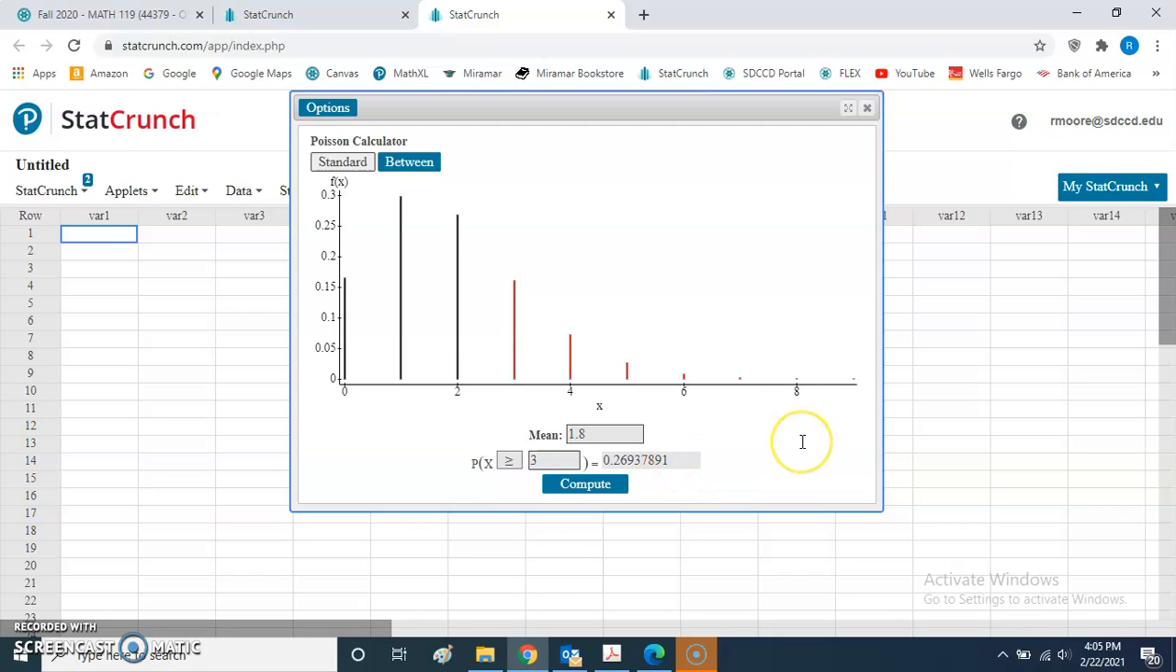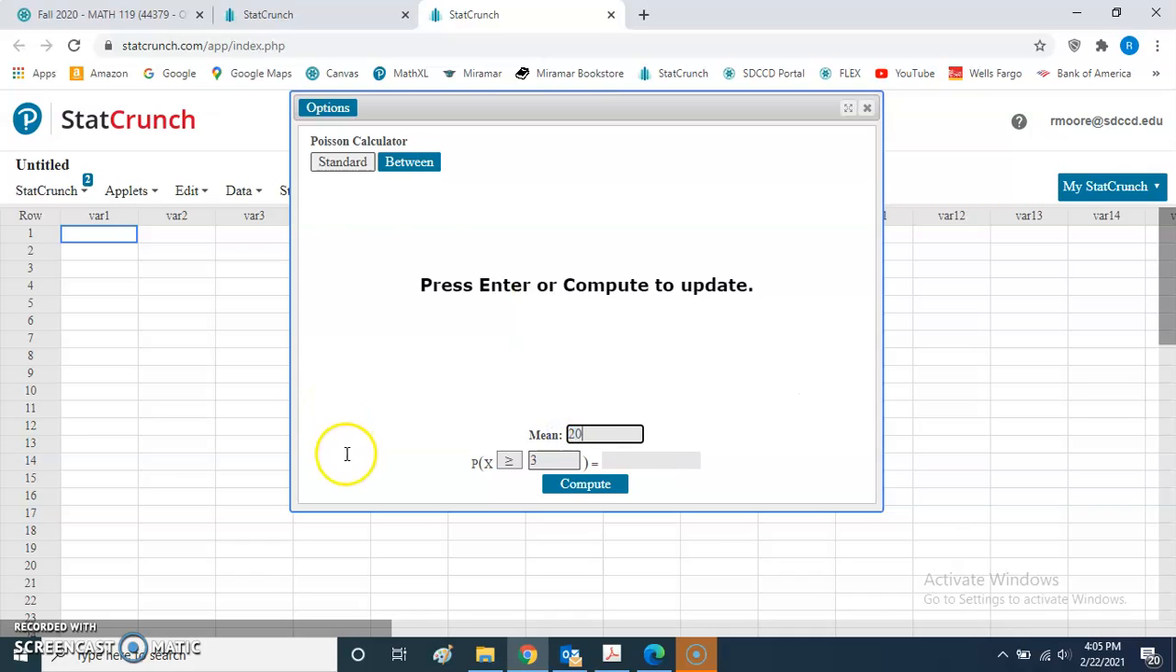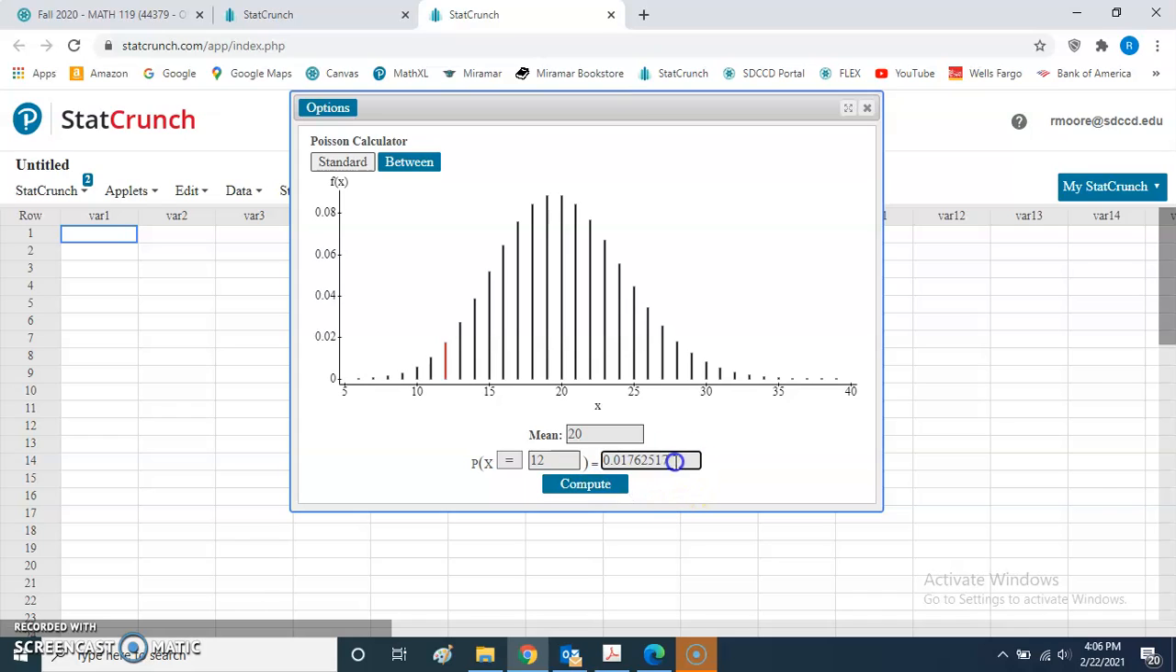Okay, cool. So let's take a look at number 9. What was number 9? Different values there, right? So we still notice in each of these, even when you're using StatCrunch, you still got to figure out lambda, which can be tough. But in number 9, our lambda was 20. Okay, and we said when it's equal to 12, we wanted exactly 12 left-handed people in the room. And there we go, and there's our answer, right? 0.018 when you round it, which is what we got before using the Poisson formula.